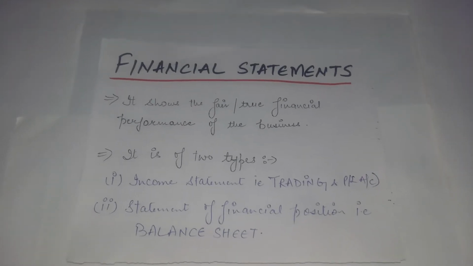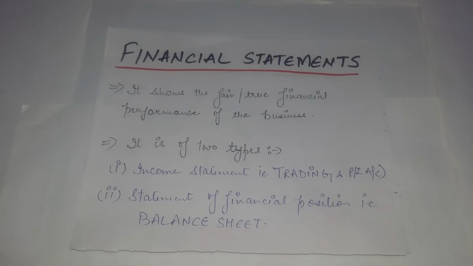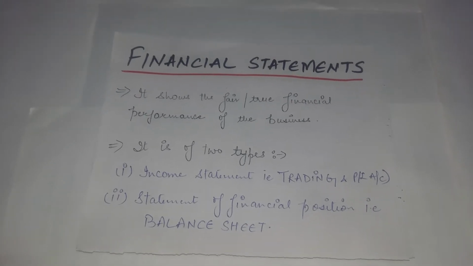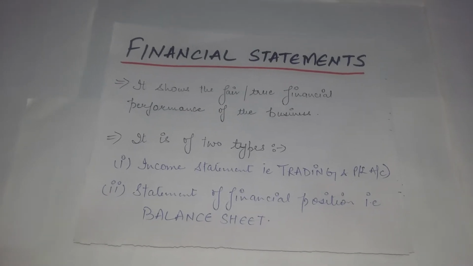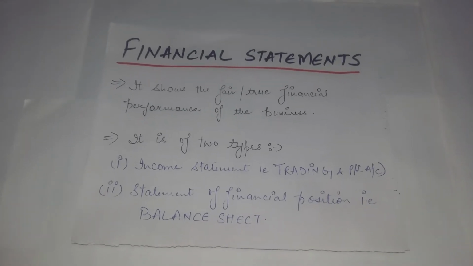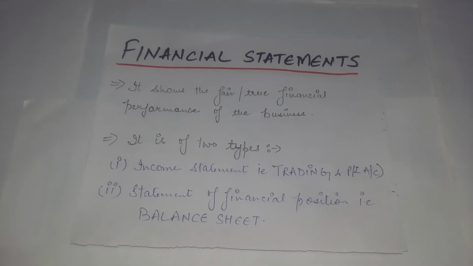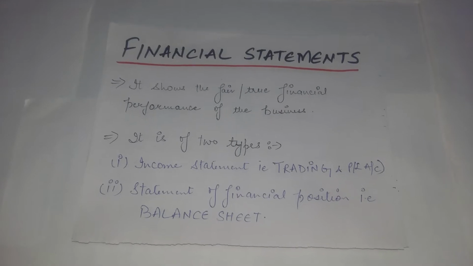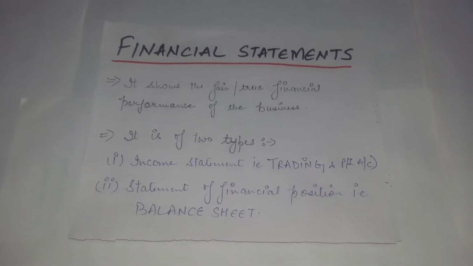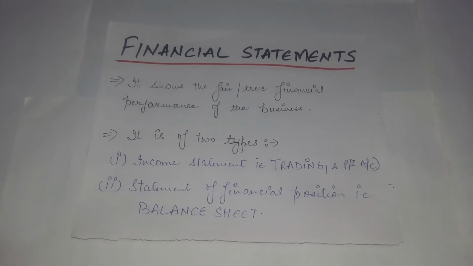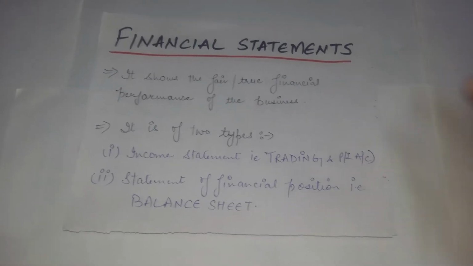The first question that comes to our mind is, what are financial statements? A simple answer is, the financial statements show the fair or true financial performance of the business. It is of two types. First type is the income statement, that is your trading and profit and loss account. Second is your statement of financial position, popularly known as the balance sheet. We will discuss each and every aspect of the trading and profit and loss account plus your balance sheet.